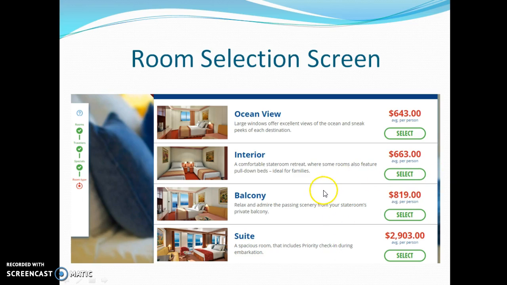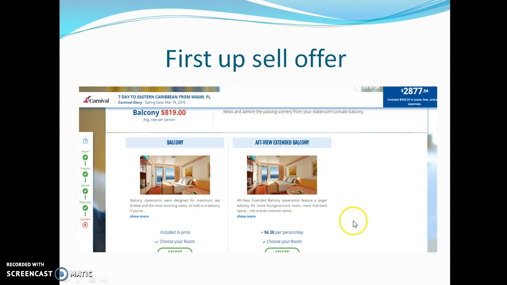Now you're given a choice of the 4 categories that I mentioned before: ocean view, interior, balcony, and suite. In this case, they're offering an ocean view promotion, and the ocean view is in fact cheaper than the interior cabin. So you can select whichever cabin type that you want. For this exercise, I selected balcony.